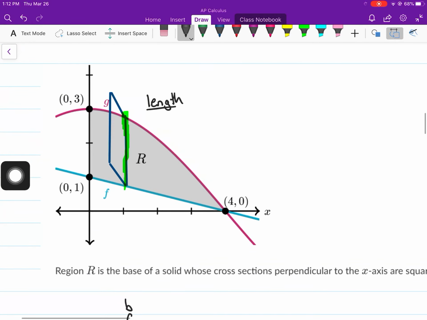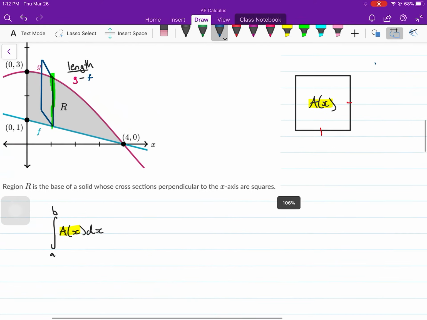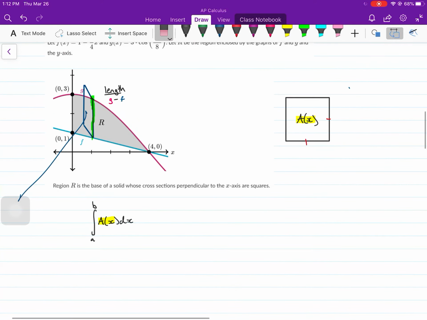So the length of this square will be g of x minus f of x. So it's just going to be g minus f, because g is the top function and f is the bottom function. So our length is g minus f. And that means our width would be the exact same thing, since this is a square.